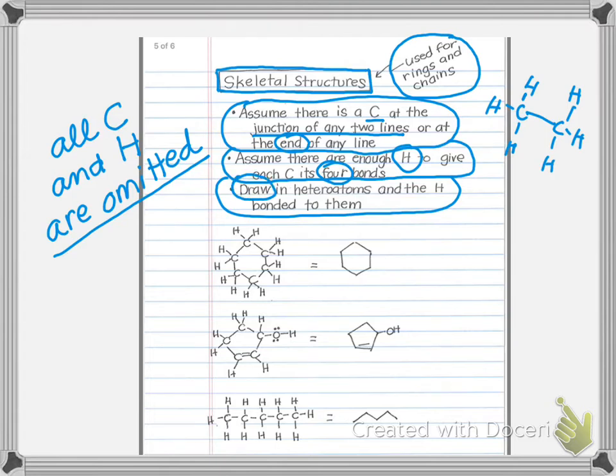So let's look at some examples. So here's an example of a structure. And if you notice, this has all carbons and hydrogens. This is the skeletal structure. Watch. All it's done is, every time you go from carbon to carbon, you draw a line. And that gives you this. So this right here is a skeletal structure.